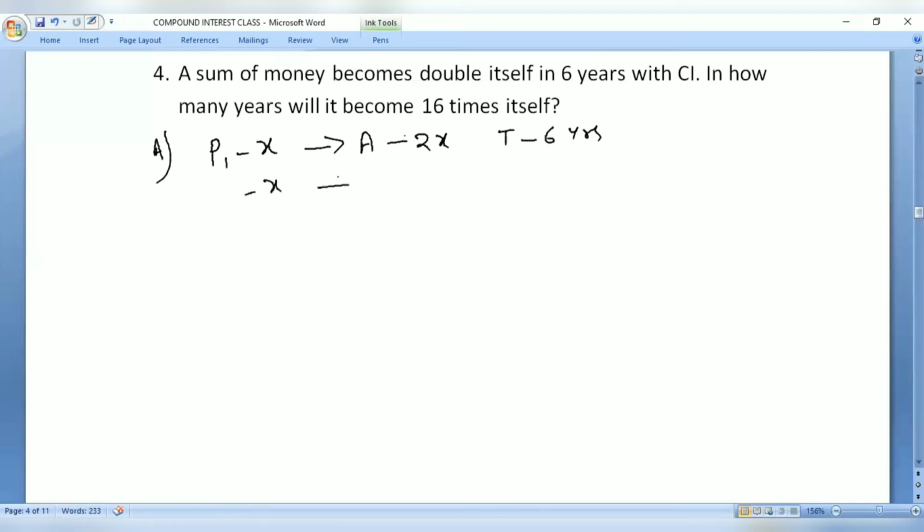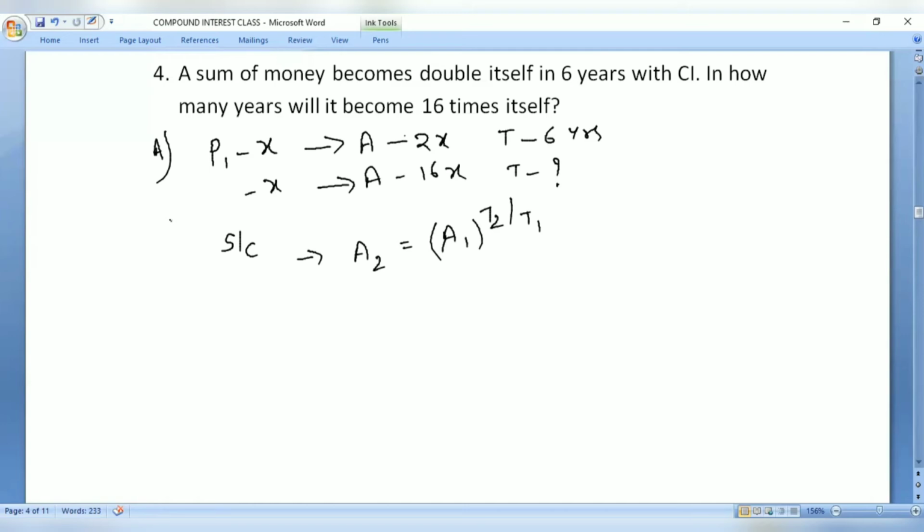Similarly, for the same principal to become 16 times, what is the time period that you require? For this, there is a simple shortcut formula that you need to remember. So amount A2 equals A1 whole power T2 divided by T1.